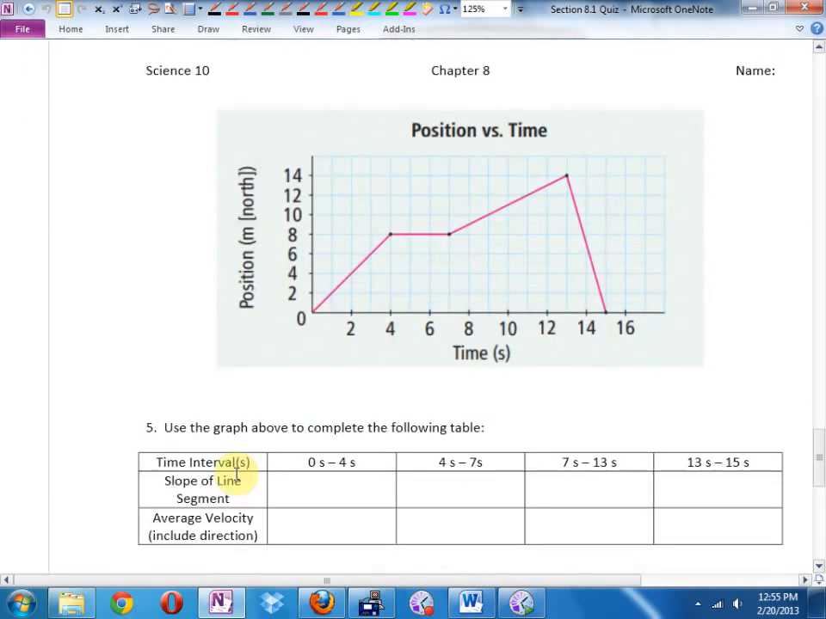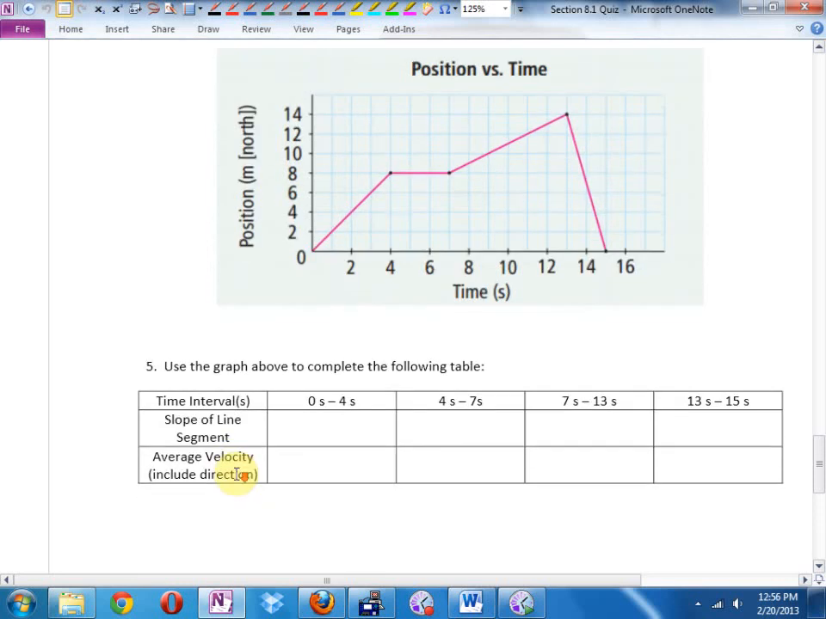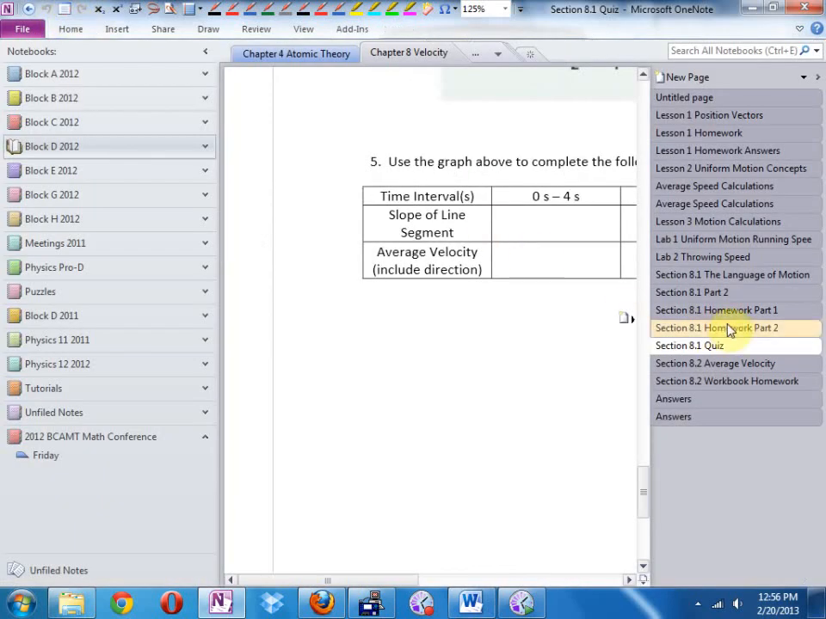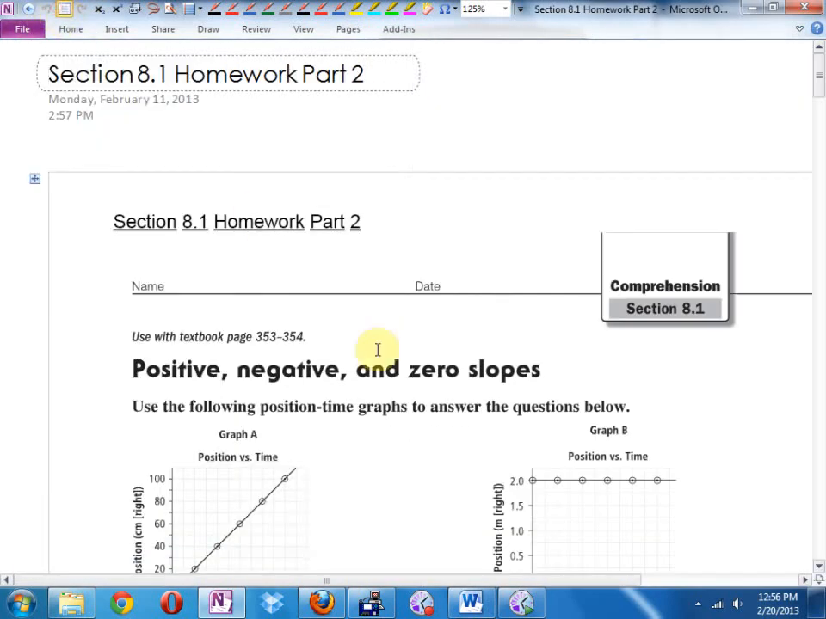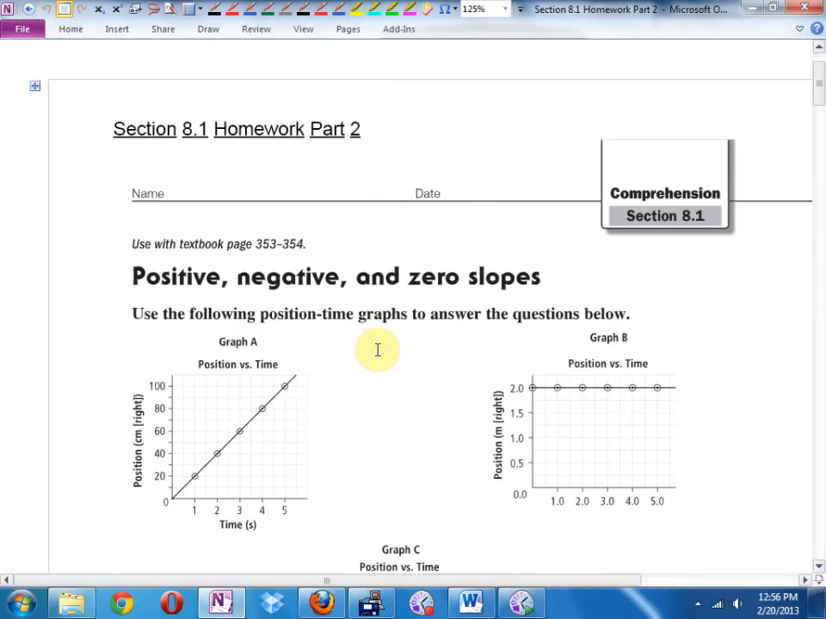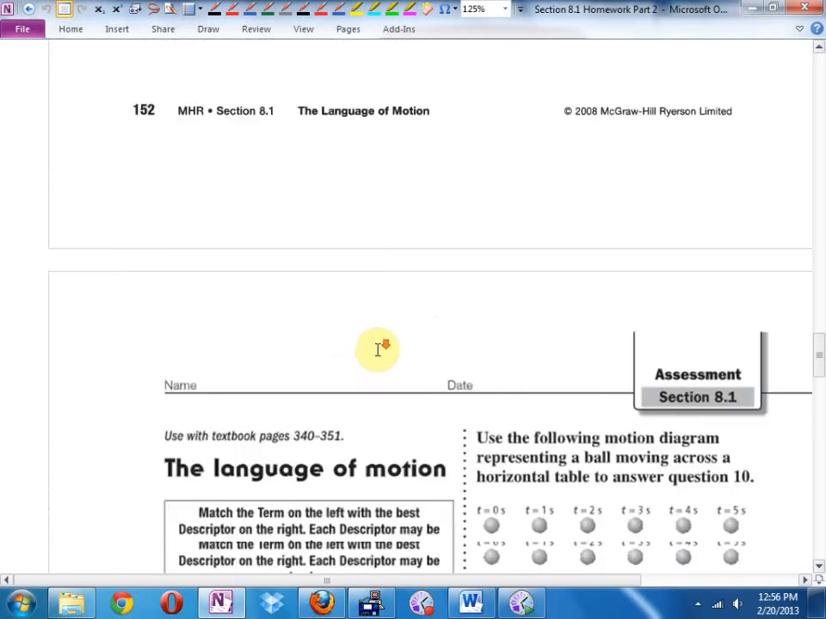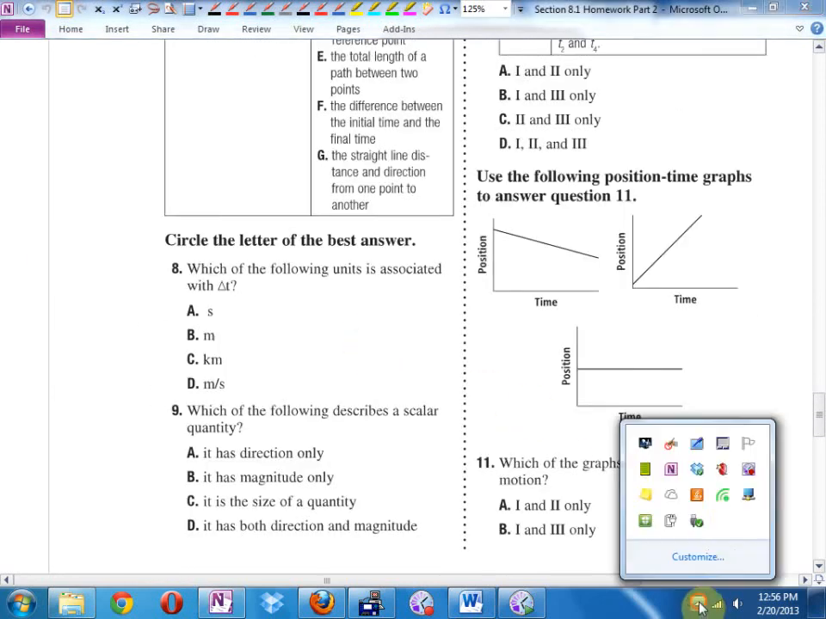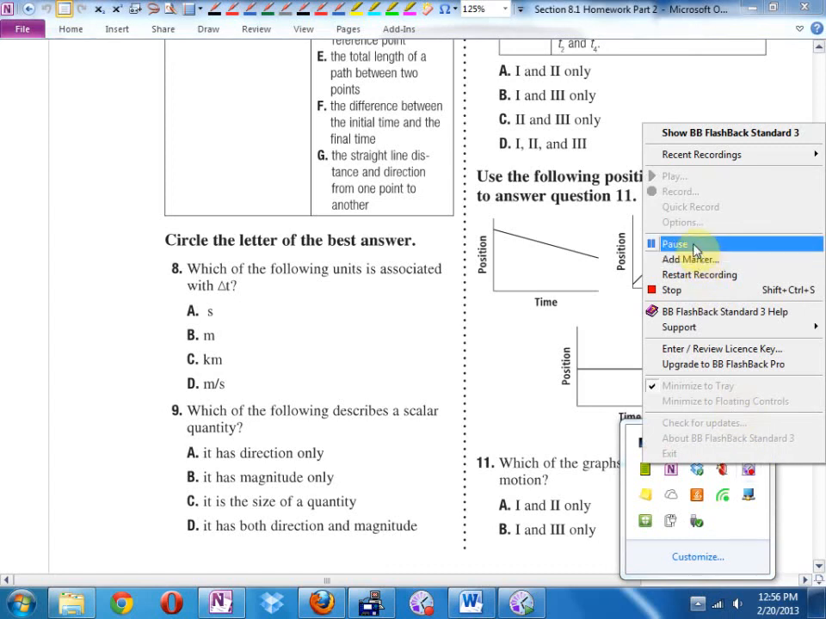And then, once again, here's another position versus time graph. Use the graph to complete the following table. So find the slope, find the average velocity: slope to velocity, slope, velocity. That's what I'd like to start class Friday going over. If you finish that, the homework that I handed out last class, which was section 8.1 homework part 2, all of that is now, as far as I'm concerned, fair game. Okay? I have talked way too much, although we did watch a video in the middle. I am done.